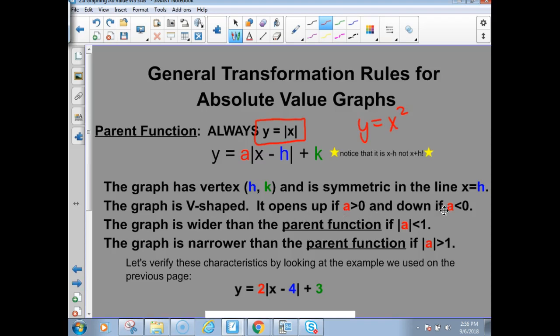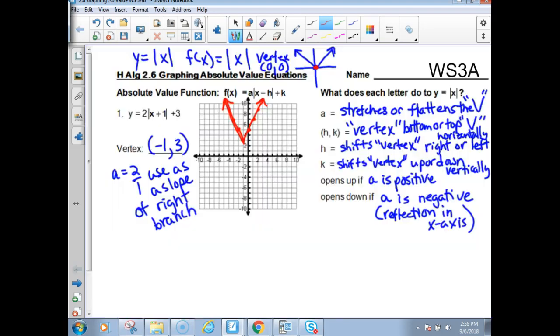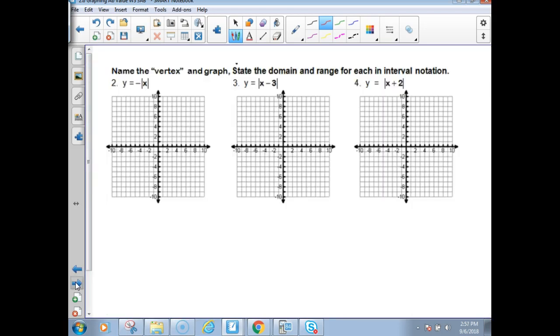It opens up if a is positive, down if a is negative. It's wider than the parent function if the absolute value of a is between 0 and 1. That's when it's a fraction, like 1/2, 1/3, something like that. That's going to flatten the graph out. If a is bigger than 1, it's going to make it skinnier. So that 2 that we just graphed, when we did an a value of 2, it made this V stretch faster, higher. So it's not as flat as this one. Okay, all right, so let's see what happens when we graph some more.